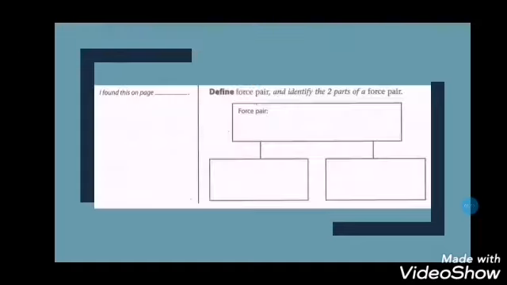Define force pair and identify the two parts of a force pair. The answers are on page 71. A force pair: the forces two objects apply on each other. So I have two forces and two objects. The first object applies a force on the second one, and the second one applies a force on the first one. This is why I have what I call a force pair. I have the action force from one side and the reaction force from the other side.